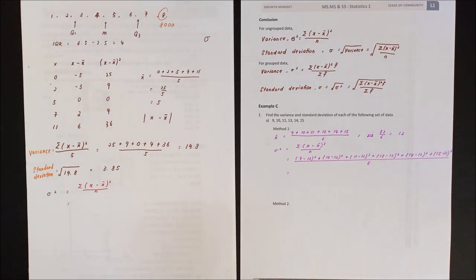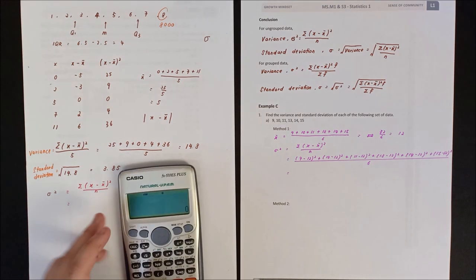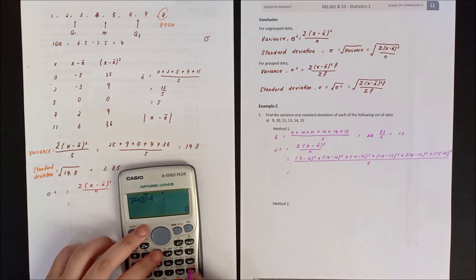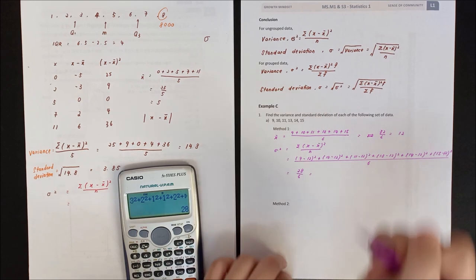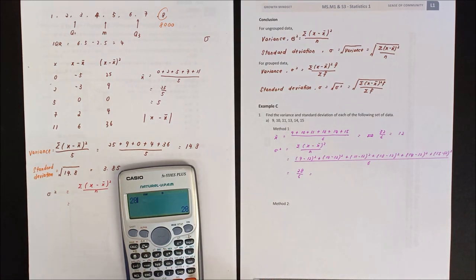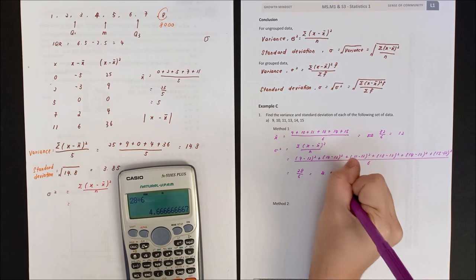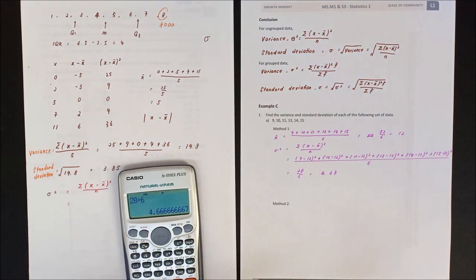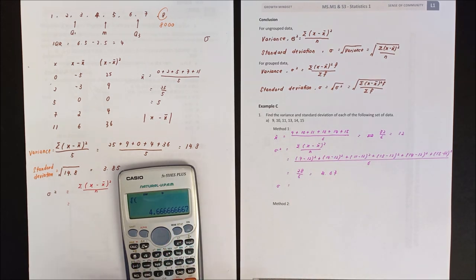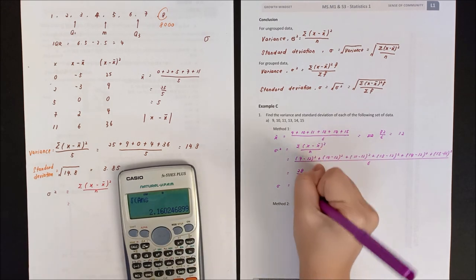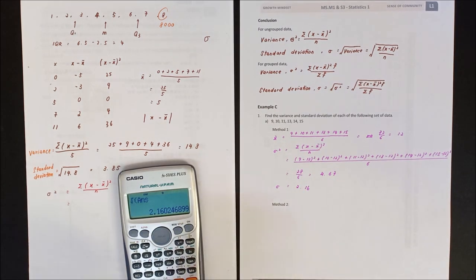Oops, I didn't write down my square here also. Okay, let me just count it. So 3 squared, 2 squared, 1 squared, 1 squared, 2 squared, 3 squared. So I get 28 divided by 6, which will give me 4.67. So that is my variance. Then if I want to find the standard deviation, I will use this answer and put it in a square root, and I will get 2.16. So this is how I find the variance and standard deviation.